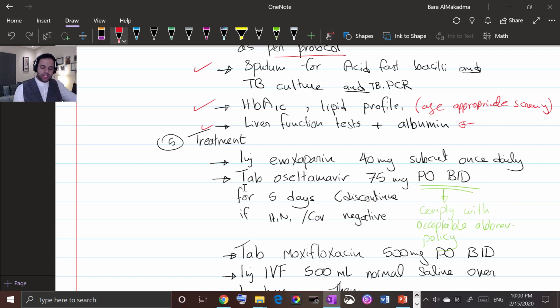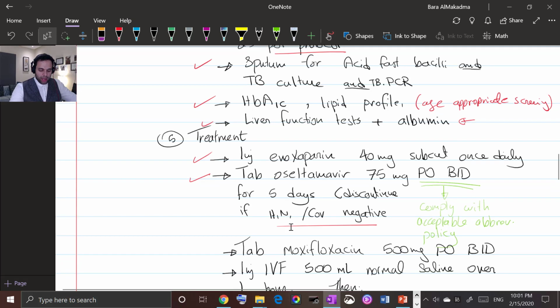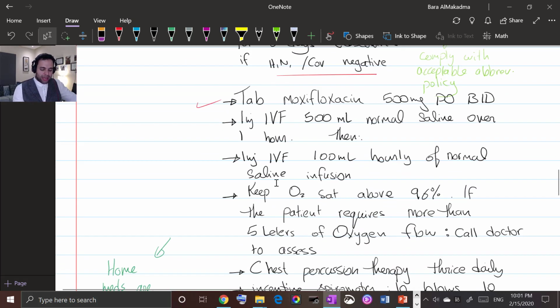Then the treatment: injection enoxaparin, 40 milligrams subcut daily; oseltamivir or Tamiflu, 75 milligrams PO OD for 5 days, and discontinue if the viral screen for corona and H1N1 are negative. And then I'm going to go ahead and give my antibiotics and IV fluids, because I know that if I'm giving oseltamivir, then there's a risk of renal impairment if the patient is dehydrated.